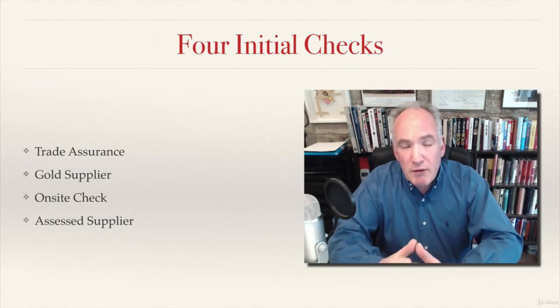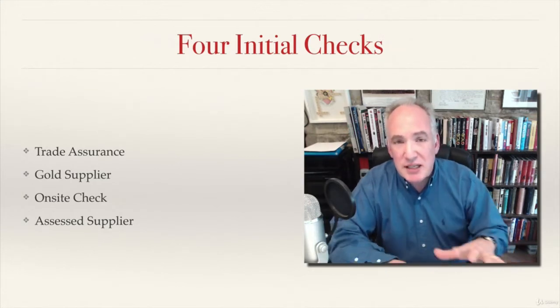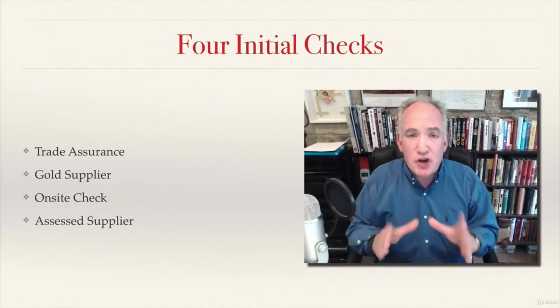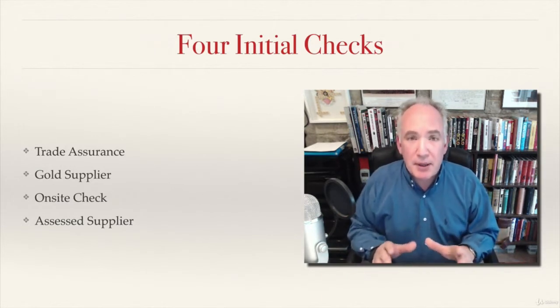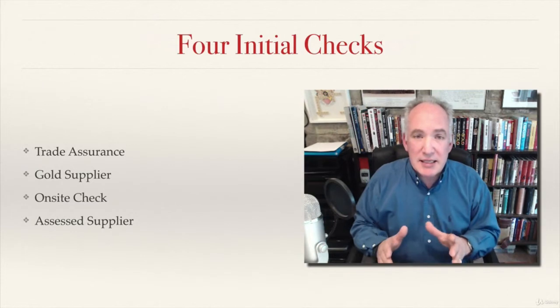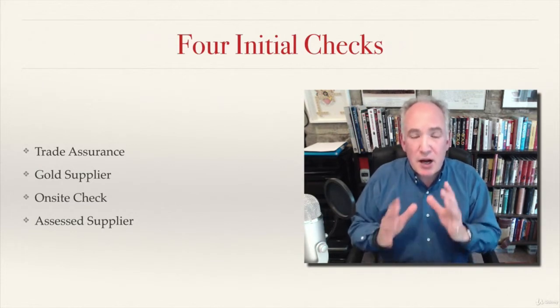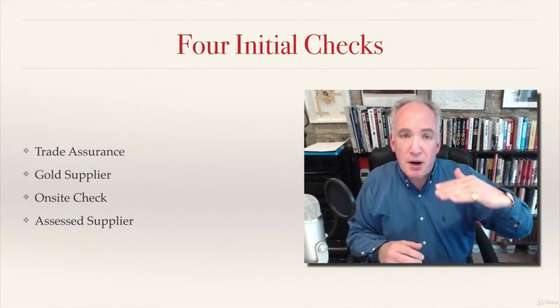To start with, what I recommend you do is that you only look at suppliers that fulfill 4 key criteria: that they offer trade assurance, that they're a gold supplier, that they have an on-site check completed, and that they are an assessed supplier. And all this is doing is basically saying they are in the top category of Alibaba suppliers. So you're eliminating a whole load of risk by only dealing with the people who have passed the most stringent restrictions.